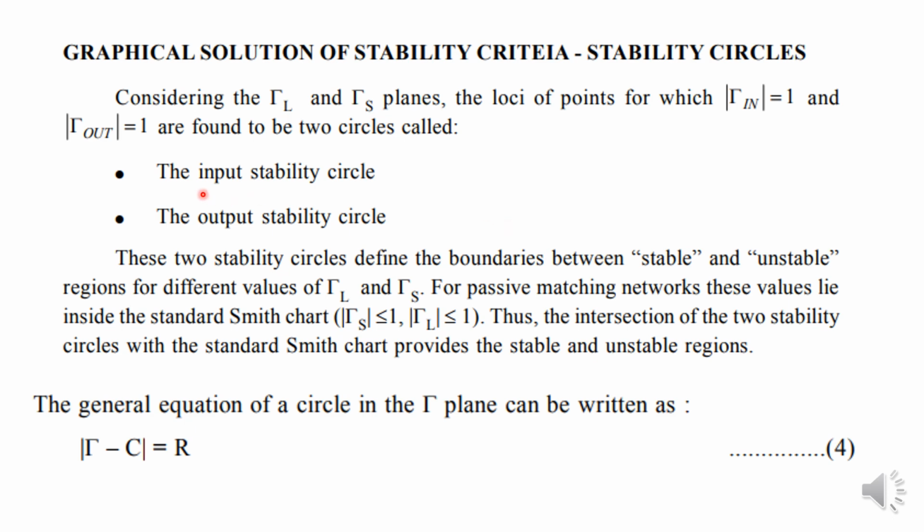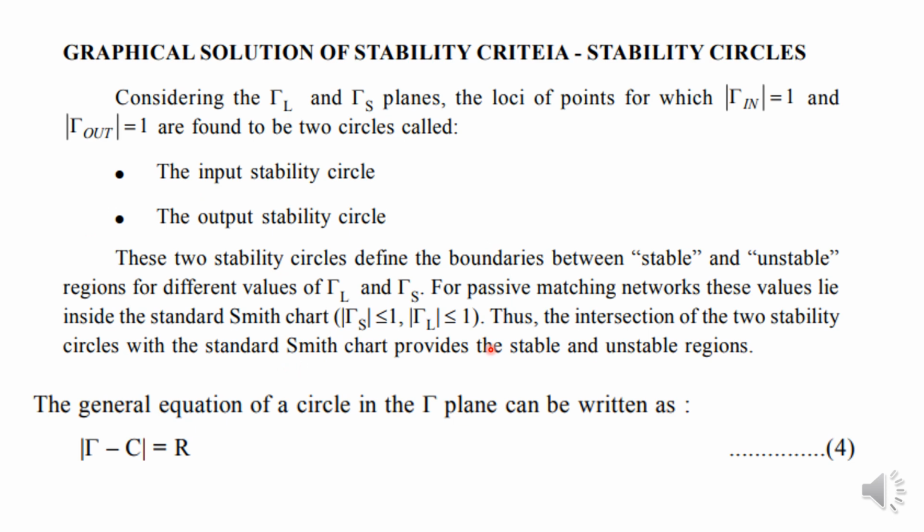One is the input stability circle, the other one is the output stability circle. So you will be considering both the input stability circle and the output stability circle in the Smith chart. Based upon those circles, we can say whether the system is stable or unstable, and at the same time whether it is conditionally stable or unconditionally stable. So we can consider that one.